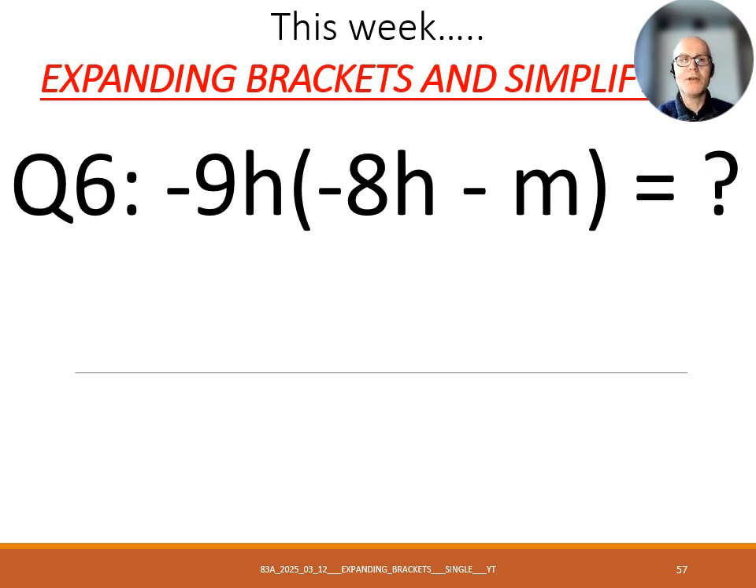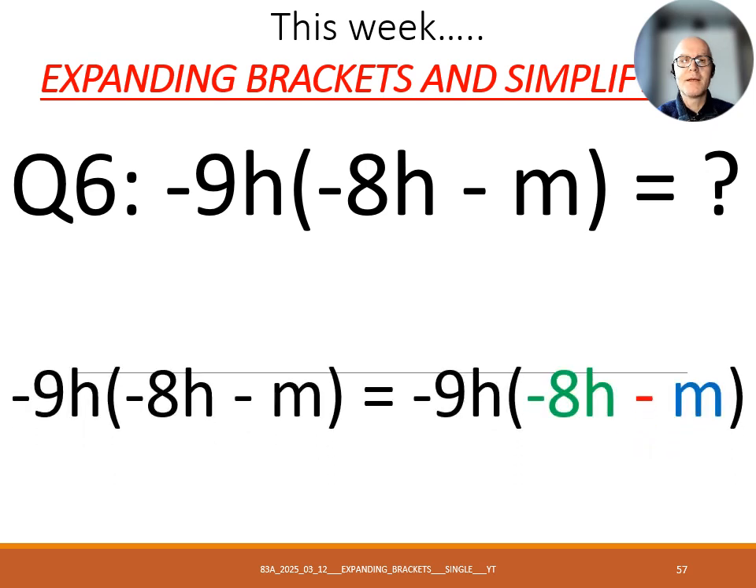Question 6. Now we've got a negative 9h outside and a negative 8h inside and a subtract m inside as well. So quite a lot of subtraction and negative signs here. How's that going to work out? Colour code it up. First step is going to be negative 9h times negative 8h. And then we've got negative 9h times the m.